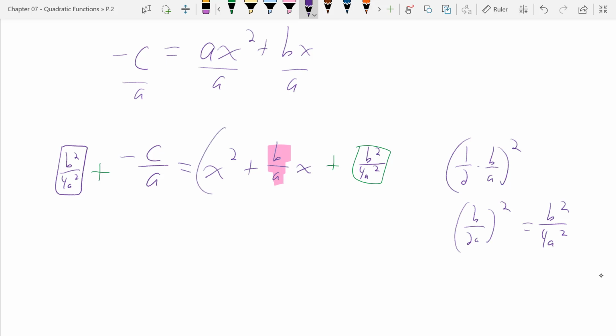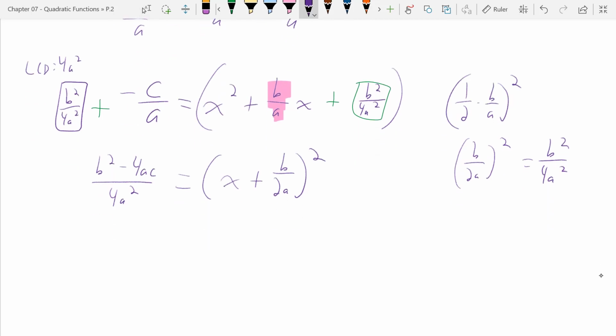Okay, now we're going to factor the right side. This is going to factor as a perfect square. We set it up that way. So this is going to be x plus the square root of b squared over 4a squared, which is just b over 2a, squared. On the left side I need to add with a common denominator of 4a squared. Well, the b squared is already over the 4a squared, but the c is not. It needs a 4a, so I'm going to subtract 4ac all over 4a squared.